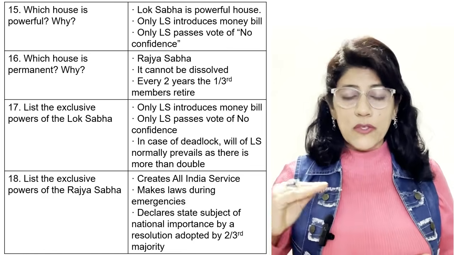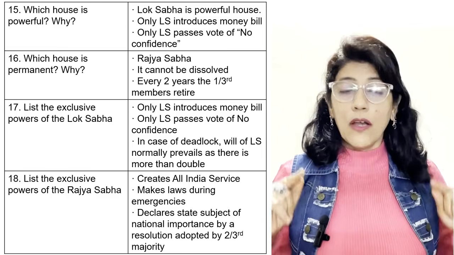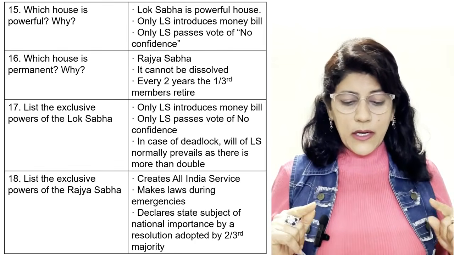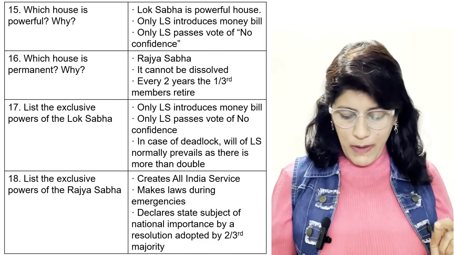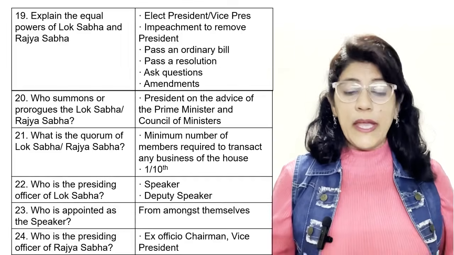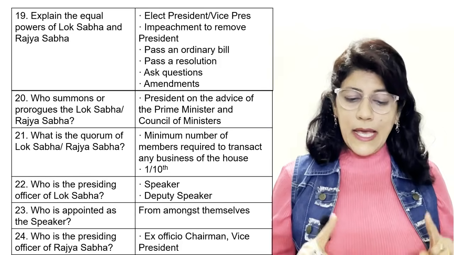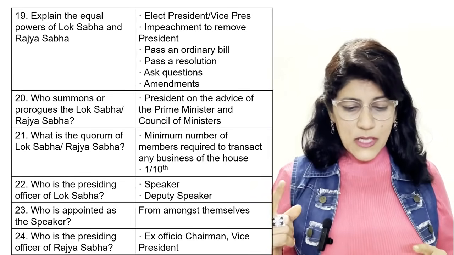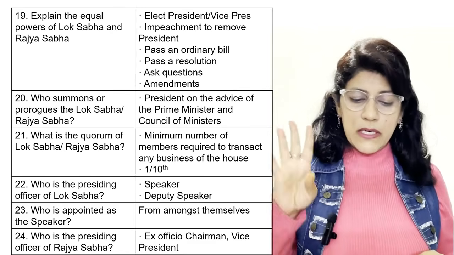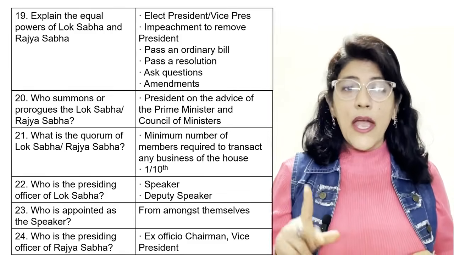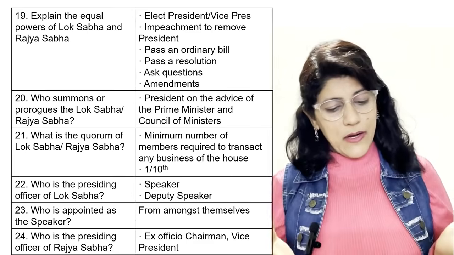List the exclusive powers of Rajya Sabha. Creates all India service. Make laws during emergencies. Declares state subject of national importance by resolution adopted by 2/3 majority. Explain the equal powers of Lok Sabha and Rajya Sabha. Elect president, vice president, impeachment to remove president, pass an ordinary bill, pass a resolution, ask questions, amendments. All these powers are equally distributed among Lok Sabha and Rajya Sabha.